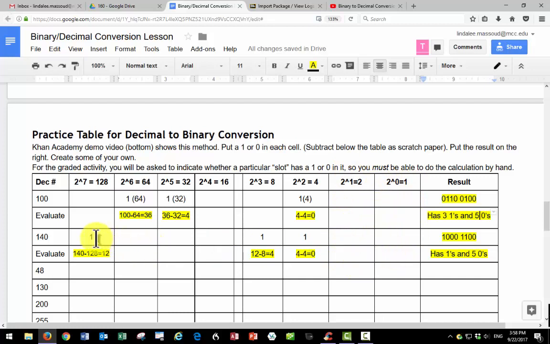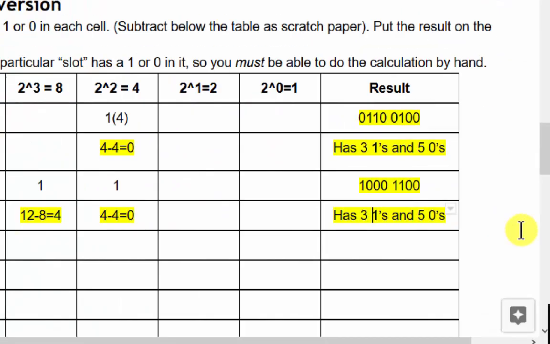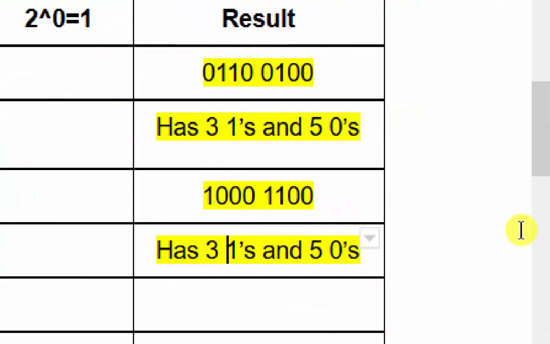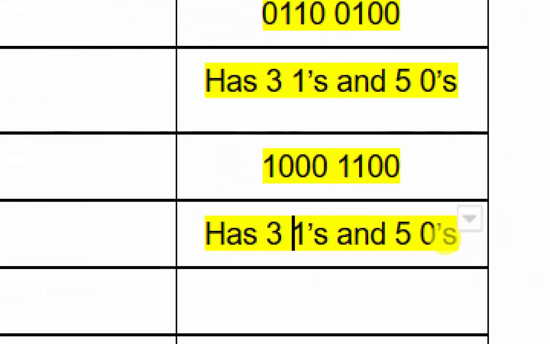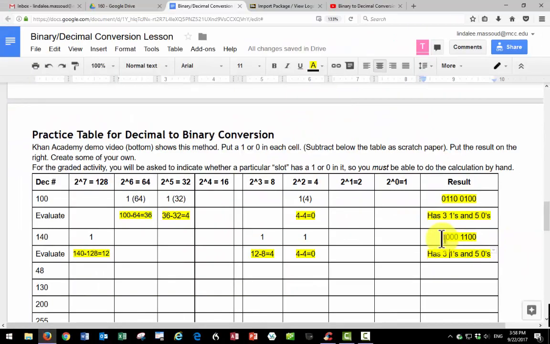So we had 1, 0, 0, 0, 1, 1, 0, 0, 1, 0, 0, 0, 1, 1, 0, 0, and this number, I didn't get this one right either, has 3 1's and 1, 2, 3, 4, 5 zeros. 3 1's and 5 zeros. So those are the common questions I might ask you on the test.